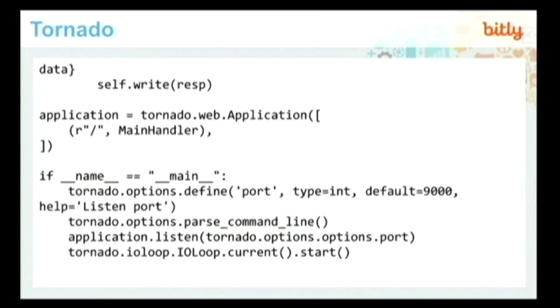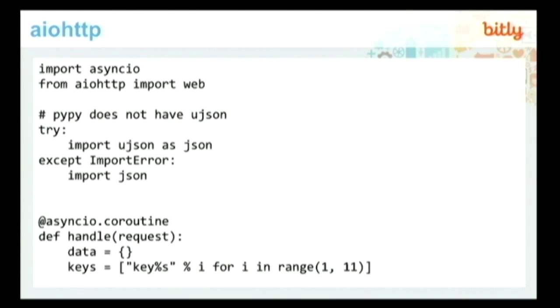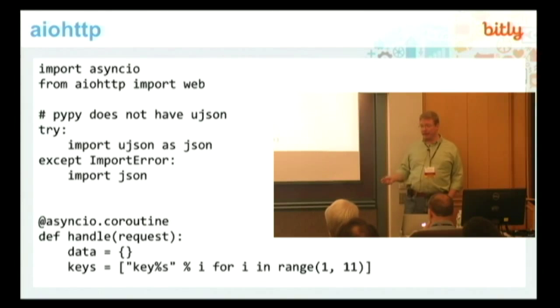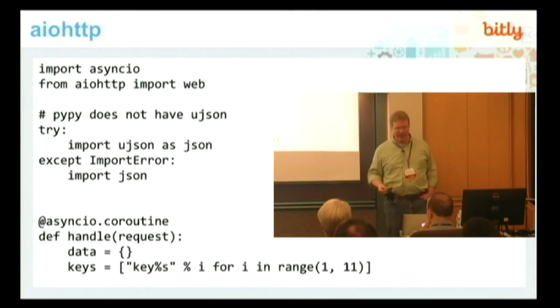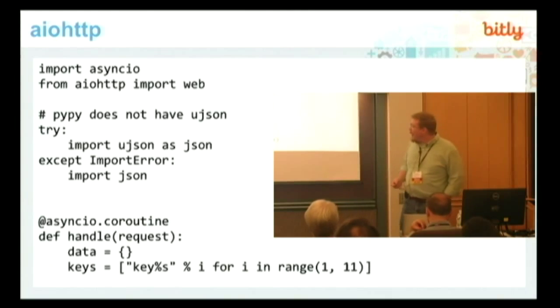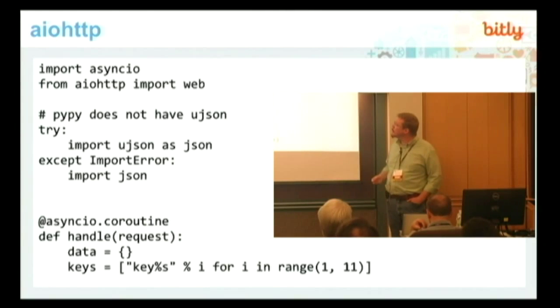Tornado is kind of neat because it runs on Python 2, it runs on Python 3, and it runs on PyPy, and there are some interesting differences there. aiohttp is Python 3 only. It is kind of one of the reasons I actually wanted to do this talk in the first place: I wanted to play with Python 3 for the first time and play with async IO. So I did.